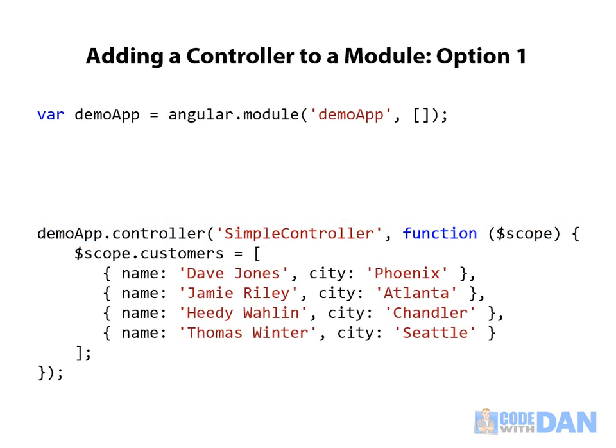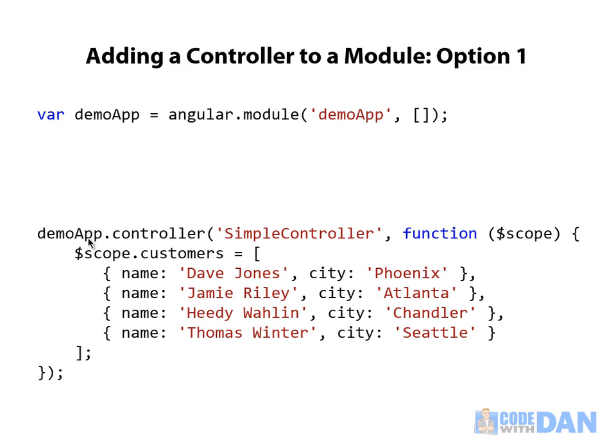Now, option number one is shown here, and what we're going to do is create our module. You can see we have one called demo app with no dependencies, and we're going to assign the object that is the result of that, which is the module, to our demo app variable. Now, demo app is actually in the global scope in this particular scenario, so that may be good or bad. You'd probably want to give it a very specific name if you're going to take this approach.